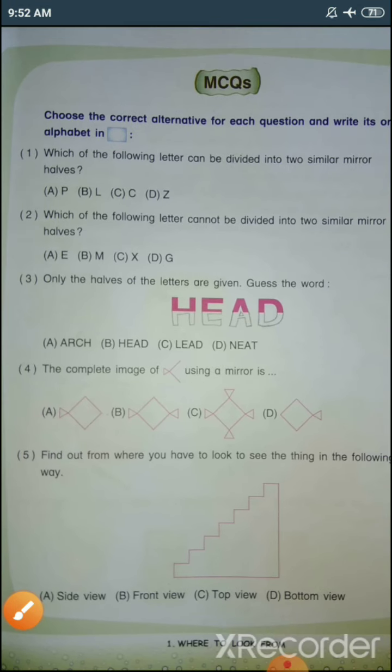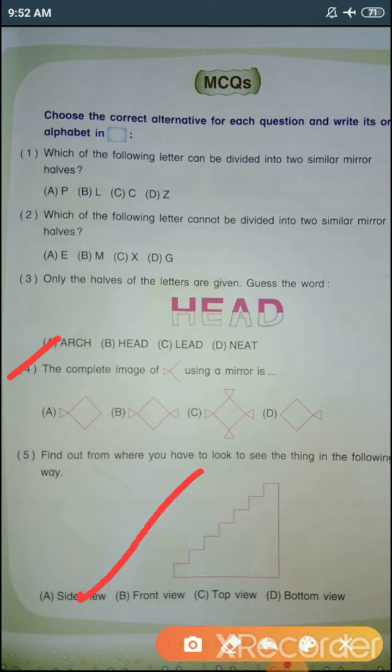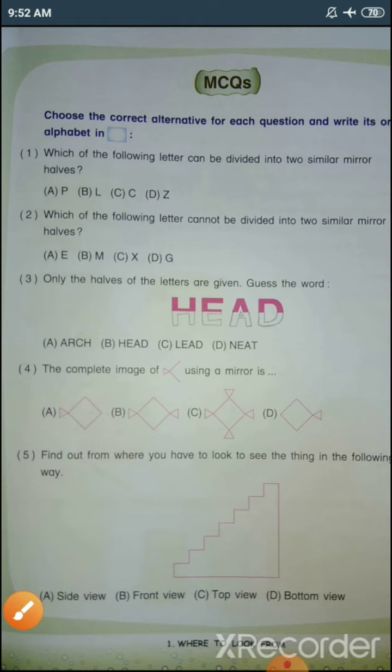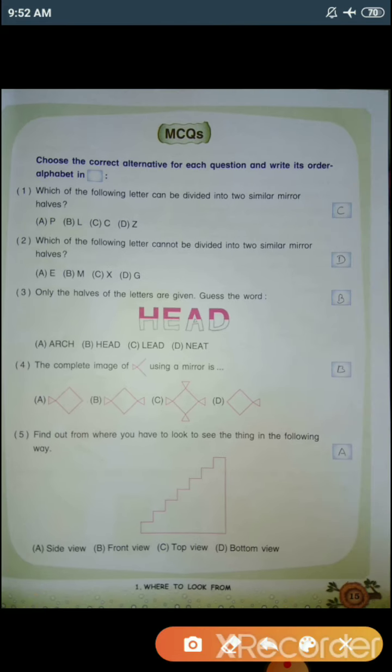MCQ number 4. The complete image of the figure using a mirror is. Now if we use the mirror as vertical, then our reflection will be like this. So our shape becomes like option B. So our answer is option B. We just need to write option B in this box.